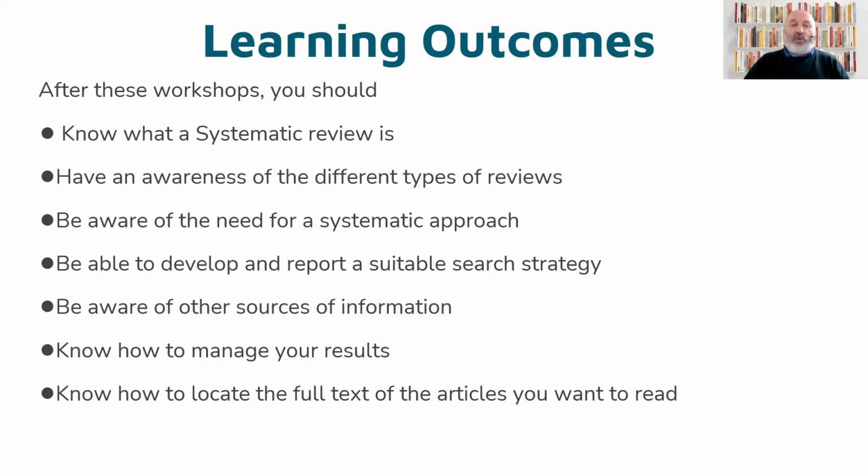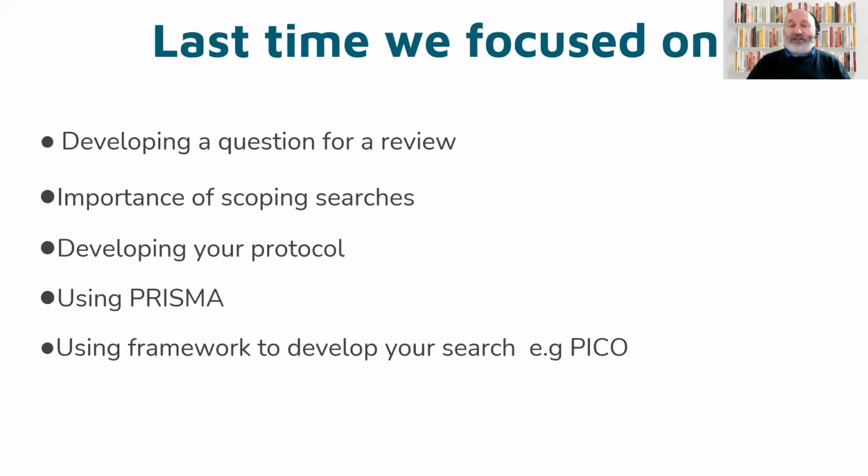So across the 2 workshops, these are the learning outcomes. We want to make sure you know what a systematic review is. Also make sure that you're aware of the different types or flavors of reviews and emphasize the need for a systematic approach. You should be able to start developing and reporting a suitable search strategy, be aware of other sources of information, know how to manage your results, and very importantly, also know how to locate the full text of the articles you want to read.